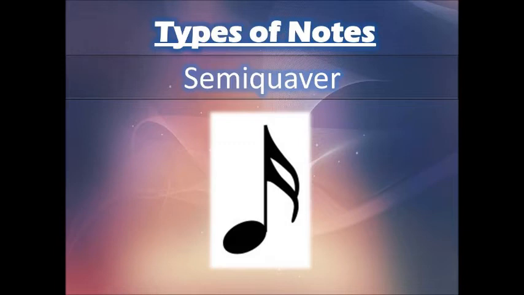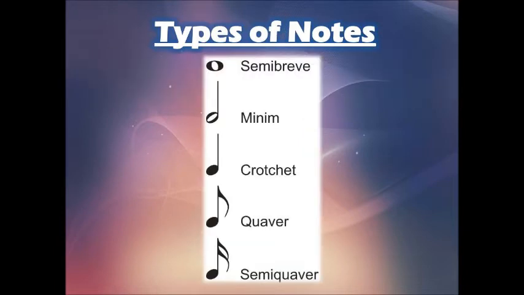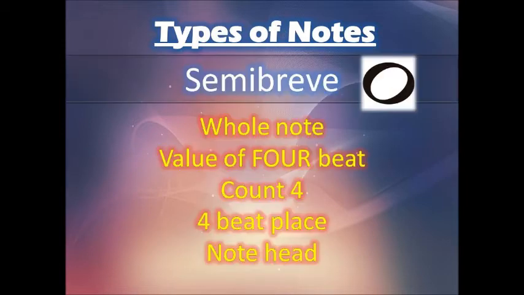Before explaining these notes, you should keep in mind that we are learning with respect to 4/4 time signature. Semibreve. It is also called a whole note. Its value is worth 4 beats. That means it counts 4 while playing, or it captures 4 beat places. It has a note head.